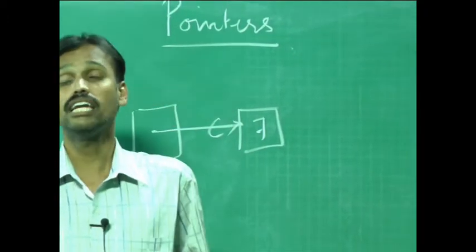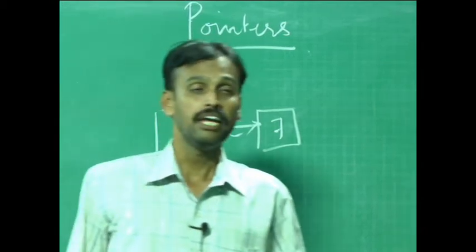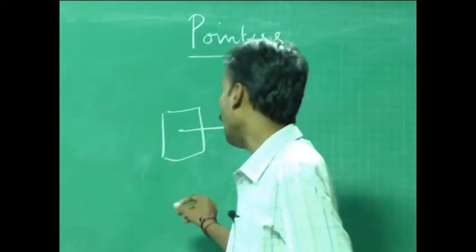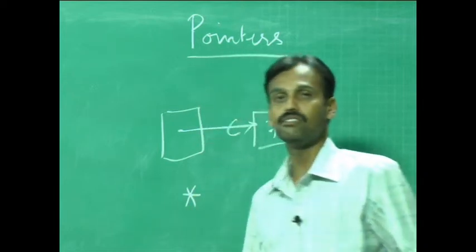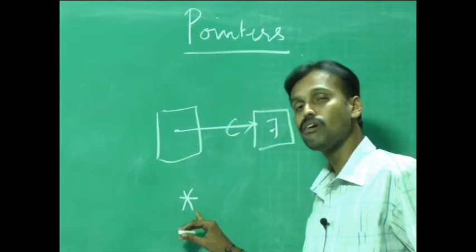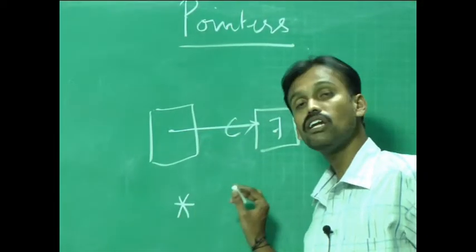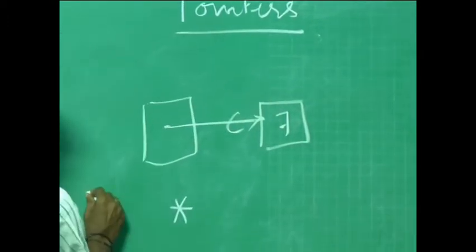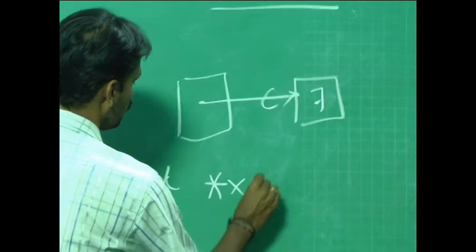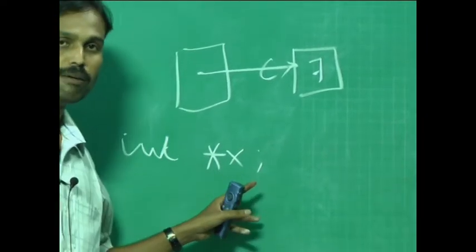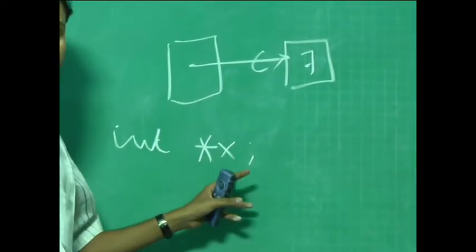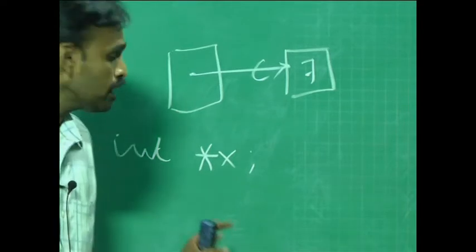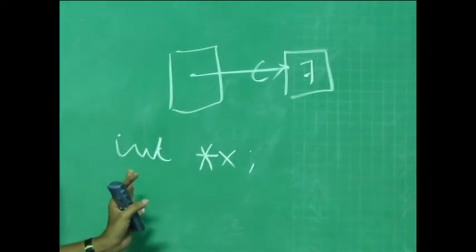Now, how do I declare pointers and how do I initialize them? You always make use of the asterisk symbol with pointer variables. This asterisk tells you that the variable that you are going to declare is a pointer. If I say int *x, it means that x is a variable of type integer and it is termed an integer pointer. It declares a pointer to an integer.